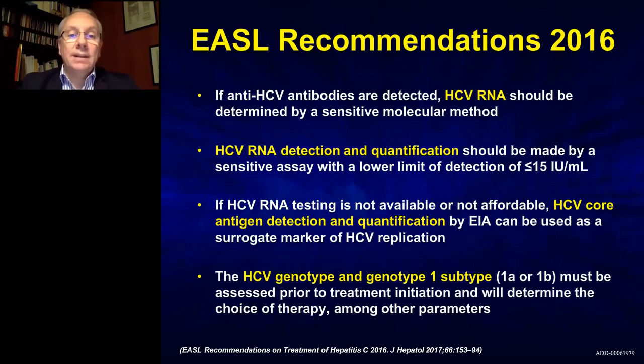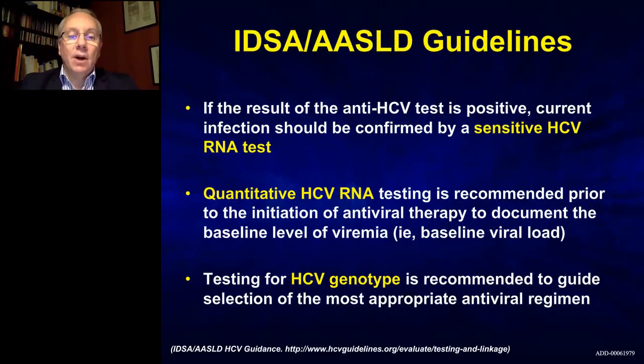Finally, IDSA and AASLD are on the same line. If the result of the anti-HCV test is positive, current infection should be confirmed by a sensitive HCV RNA test. Qualitative HCV RNA testing is recommended prior to the initiation of antiviral therapy to document the baseline level of viremia, which is a baseline viral load. The core antigen is not recommended by the IDSA and AASLD guidelines because these assays have not received FDA approval yet. And testing for HCV genotype is recommended to guide selection of the most appropriate antiviral regimen.